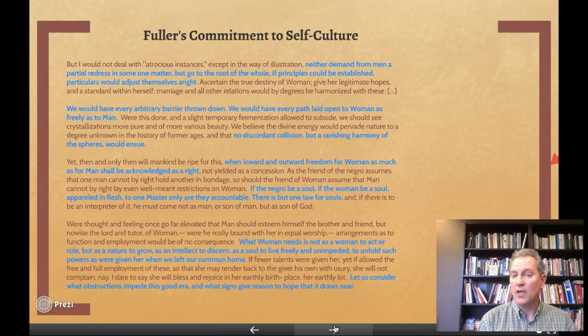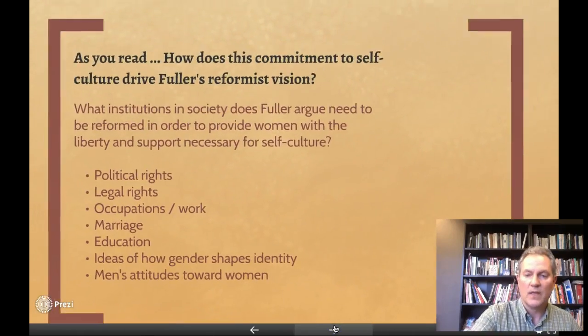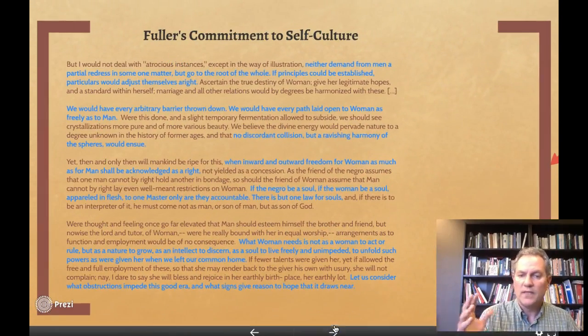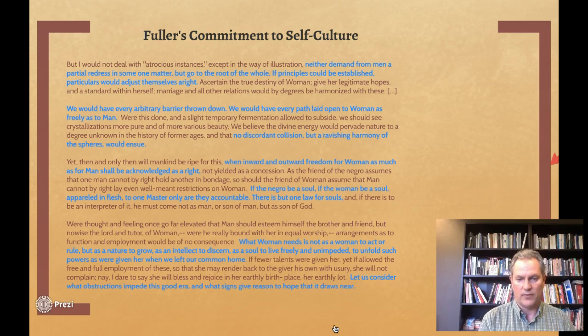So I hope you can see here that first of all, Fuller is saying, let's start with principles. I don't want to just reform one little part of society, but let's start with principles and go to the root of the whole. And if we get those principles right, then we'll figure out how to adjust all the other parts of our lives correctly, right? And what is her principle? Really, as she says, what women need, like all people, like all souls need, is the ability to unfold and develop and grow the talents and the gifts that they were given when they came into this world, right? As a nature to grow, an intellect to discern, a soul to live freely and unimpeded, right?